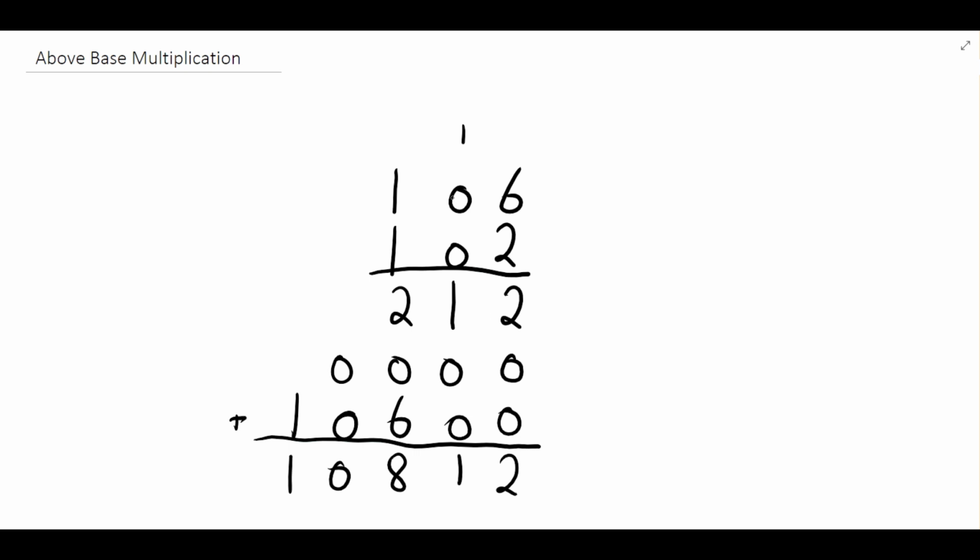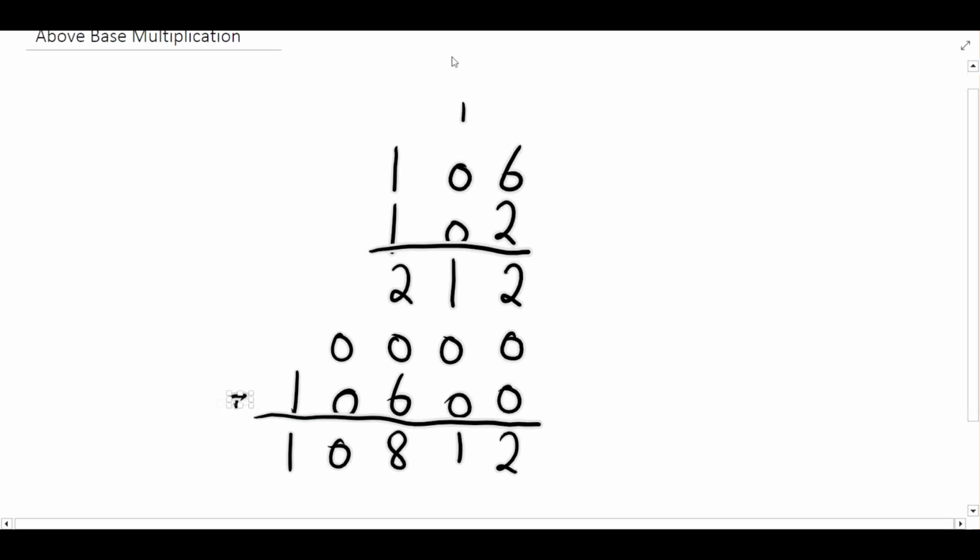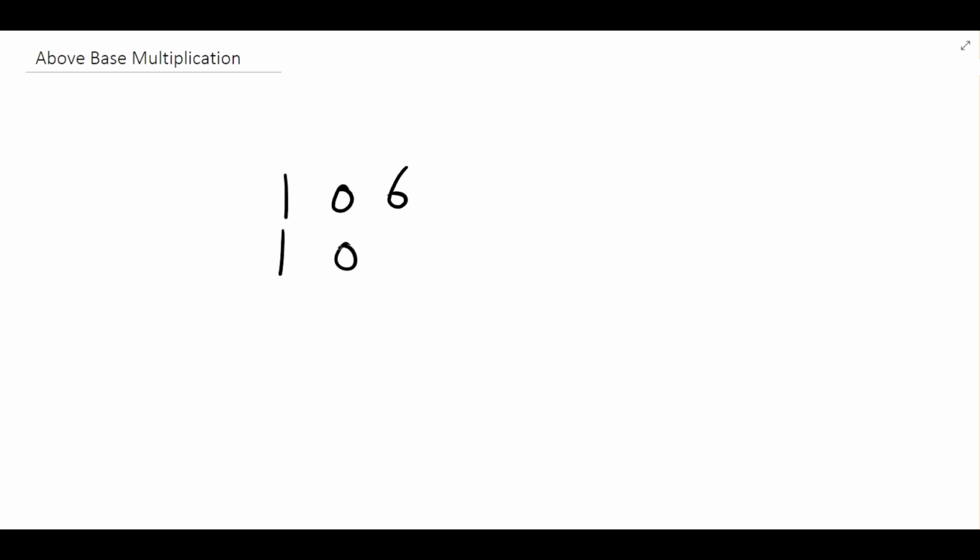Now let me show you the easier Vedic math method of doing above base multiplication. Let's take the same two numbers, 106 and 102. You want to multiply them. First, you need to note down the base, or at least keep it in your mind. Here, you can see that the base is 100. So, let's just keep it over there aside.